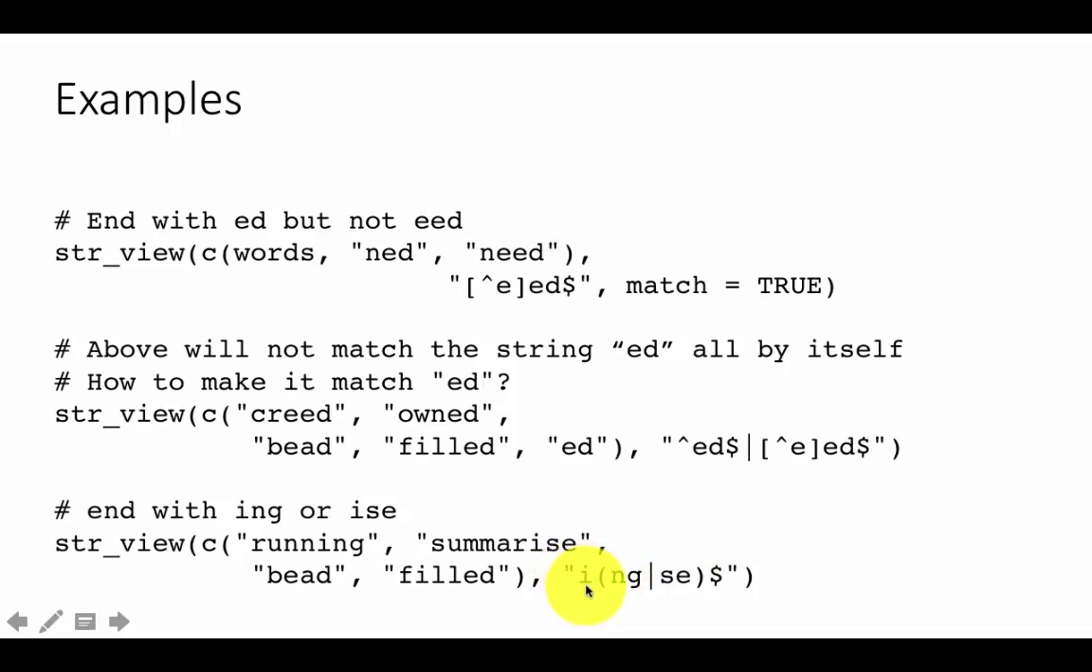Or alternately, of course, we could have said ING vertical bar ISE. That's not really nice because it repeats the I. So this might be a better way to do it. On the other hand, ING vertical bar ISE looks simple, so that also might work.